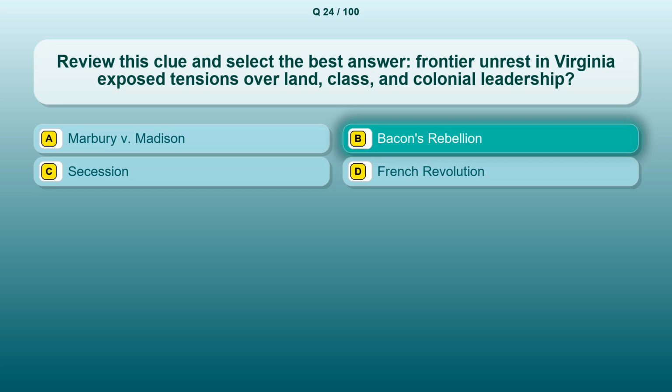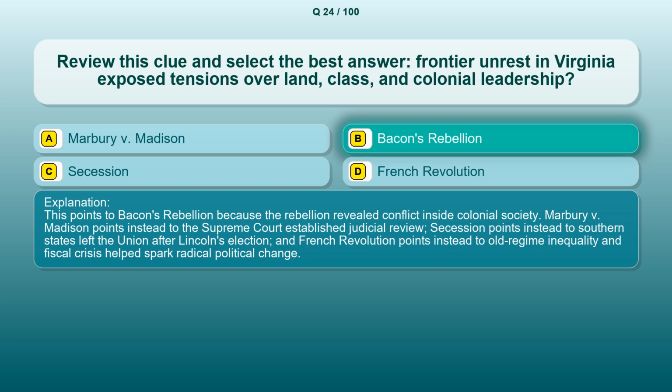The correct answer is option B, Bacon's Rebellion. This points to Bacon's Rebellion because the rebellion revealed conflict inside colonial society. Marbury v. Madison points instead to the Supreme Court established judicial review. Secession points instead to Southern states left the Union after Lincoln's election, and French Revolution points instead to old regime inequality and fiscal crisis helped spark radical political change.